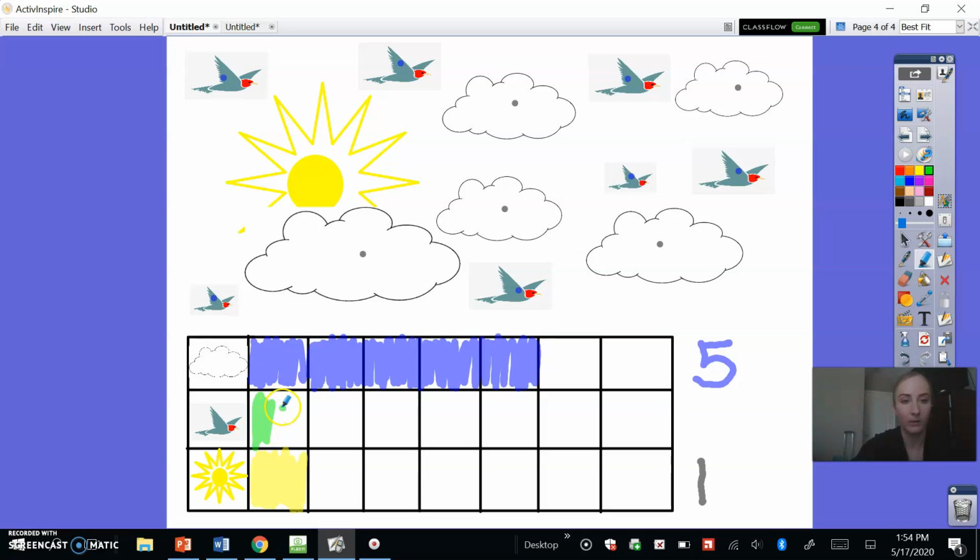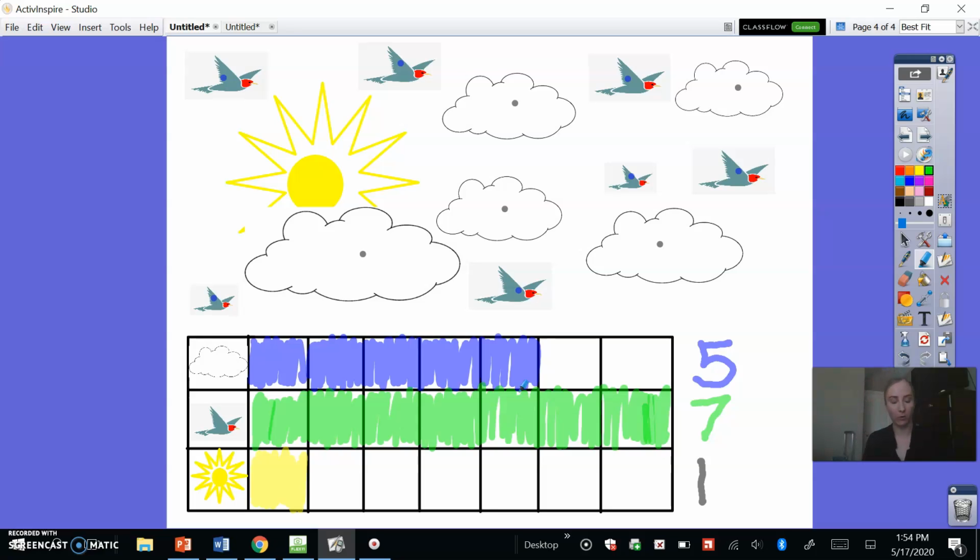1, 2, 3, 4, 5, 6, 7. Ooh, it filled it all the way up, and I'm going to write a 7 to the side. I like to use different colors just so that they stand out a little bit more, but it's okay to use the same color.